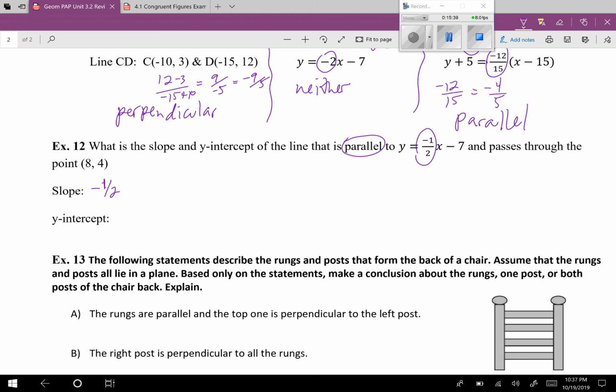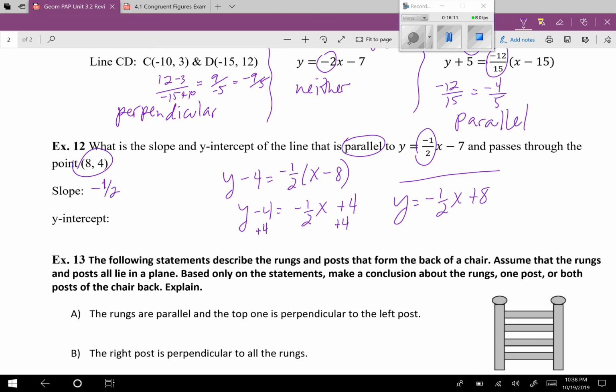In order to do that, we actually have to do the point slope form. So we have y minus 4 equals m, so negative 1/2 times x minus 8. So y minus 4 equals negative 1/2 x plus 4 from when you multiply that in. And now we just add 4. So you get y equals negative 1/2 x plus 8. And that is the equation. And so the y-intercept would be 8.